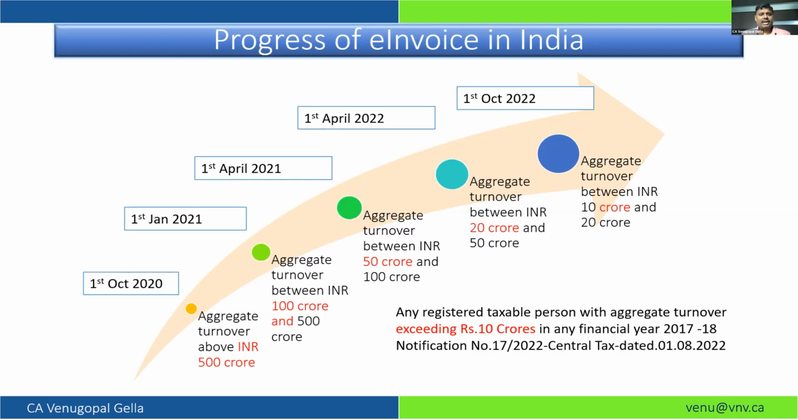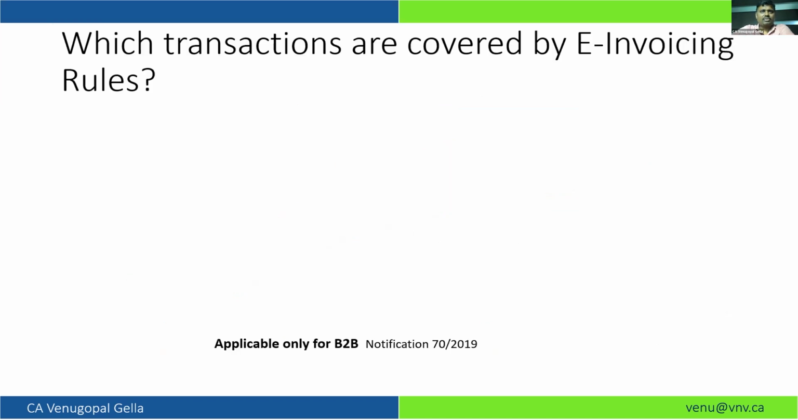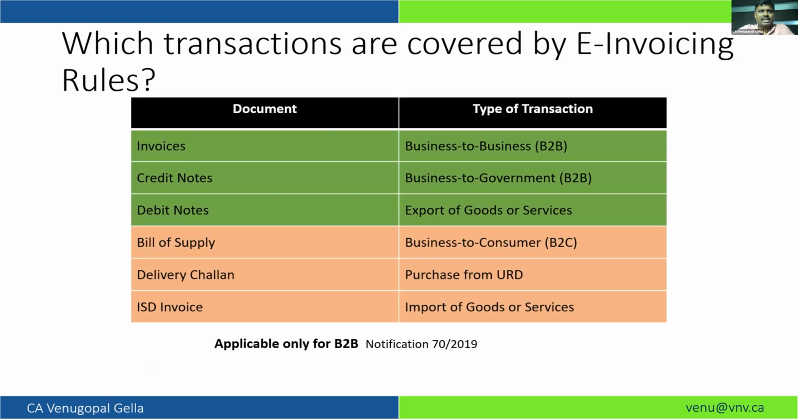And now we have multiple portals which will be doing the e-invoice. Now let's look at the activities which are covered under e-invoice. What you are seeing in green color is applicable for e-invoice. Though we use the word e-invoice, I would refer to it as e-documents because you have to do invoice, credit note, debit note. However, if your supply is an exempt supply, you are not going to issue an invoice, you are issuing a bill of supply. So the orange or red color is not applicable for e-invoice.